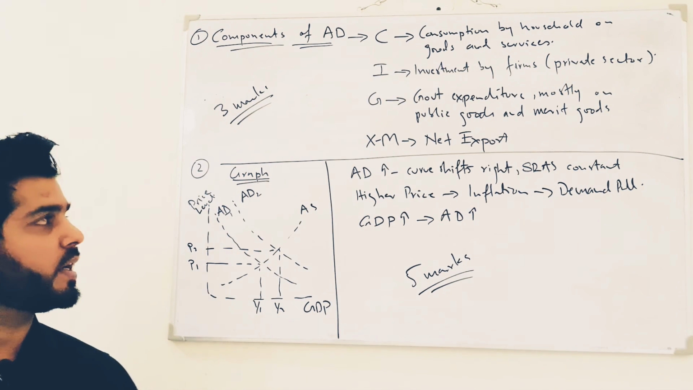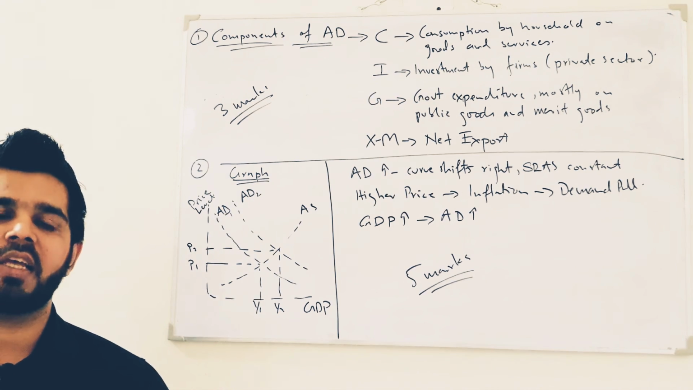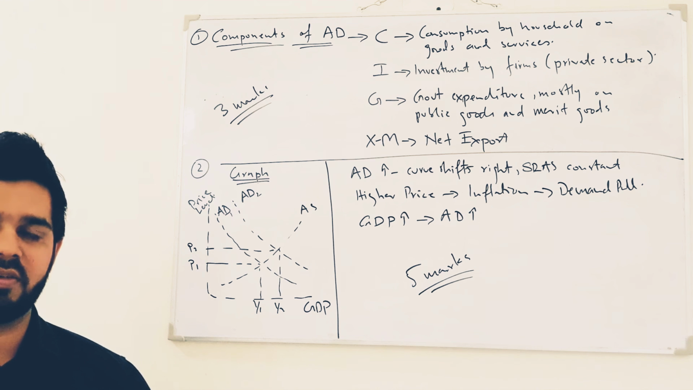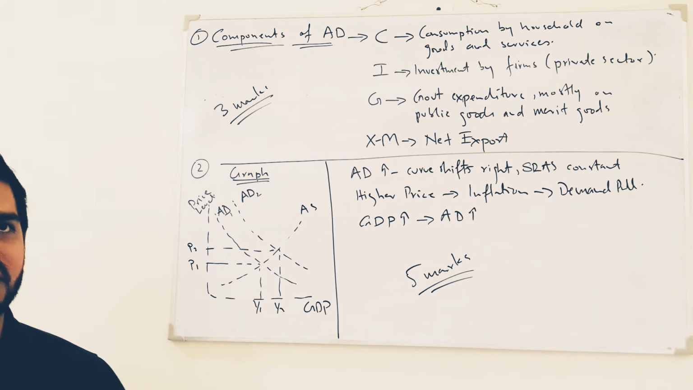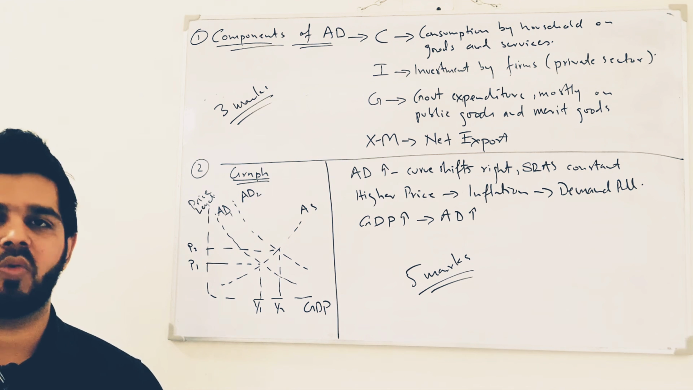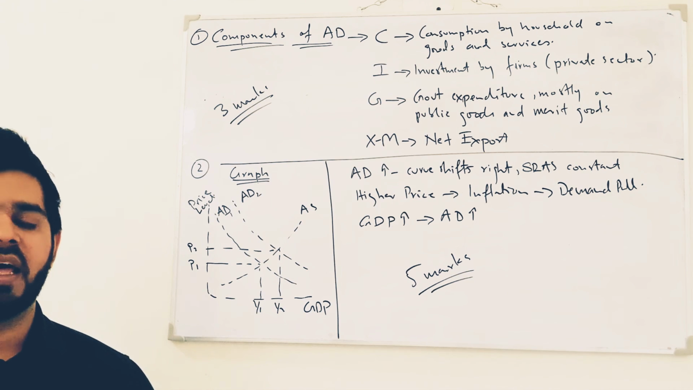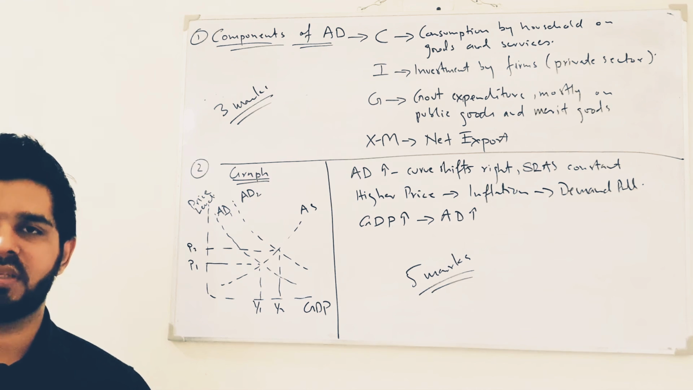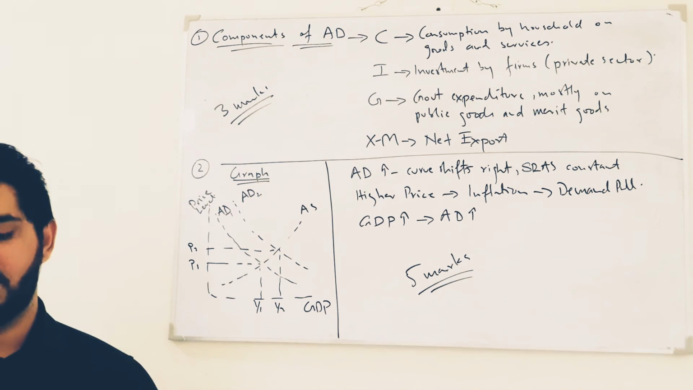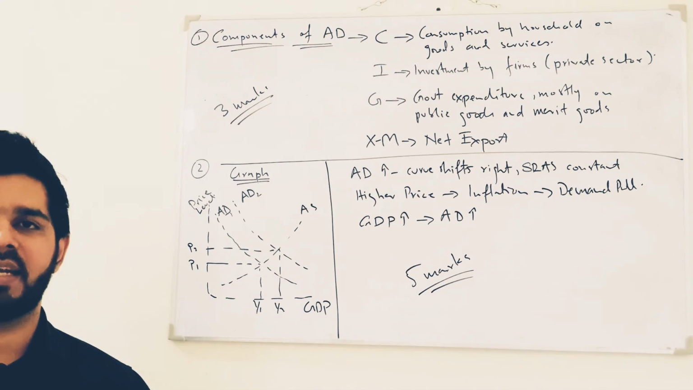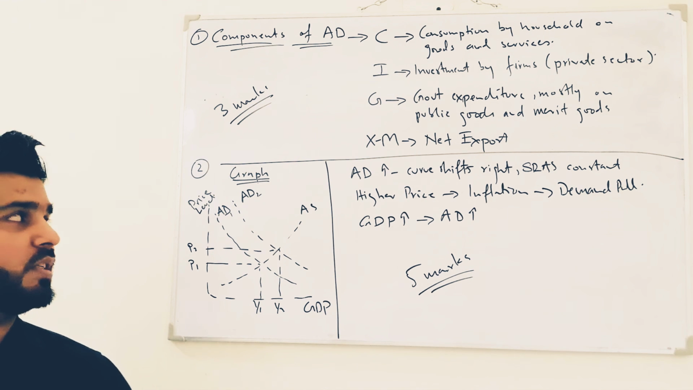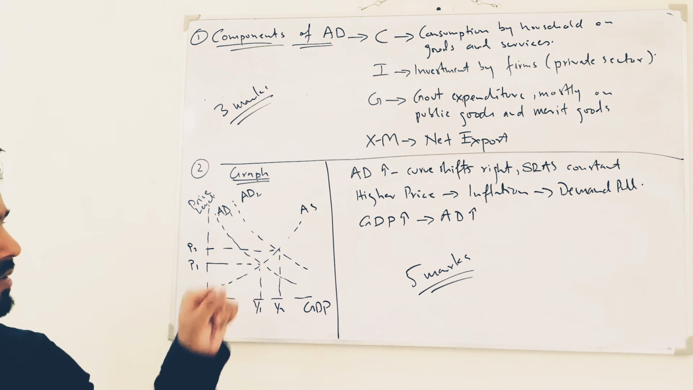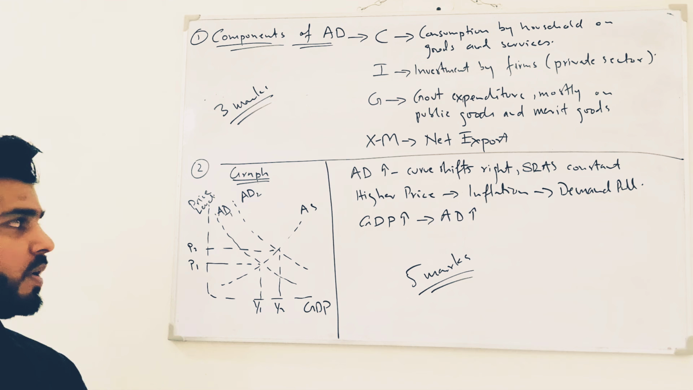The next component is G, which is the expenditure by the government of a country on public goods such as infrastructure, roads, parks, etc., and on merit goods such as education and health. They will make colleges, universities, schools, hospitals, research centers, etc. These are all the parts of the component G.